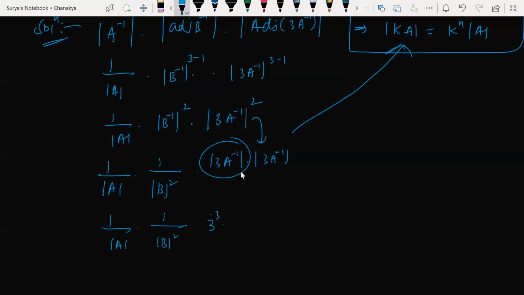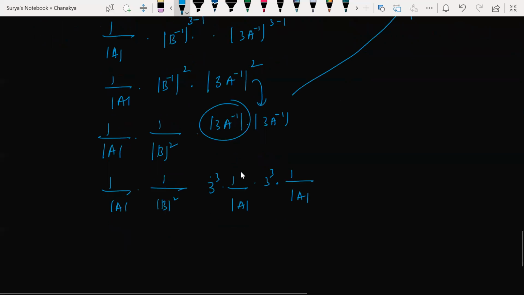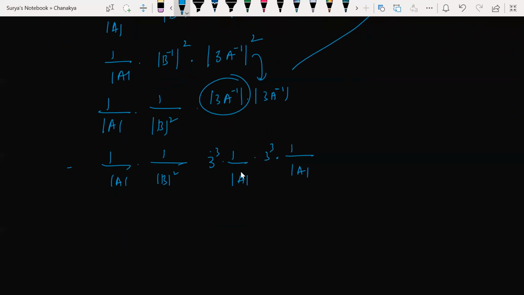So 3 to the power of 3 into A inverse. Determinant of A inverse can be written as 1 by determinant of A, into 3 to the power of 3 into 1 by determinant of A. Do you agree with my point? Any doubt so far? I hope you don't have any doubts here.